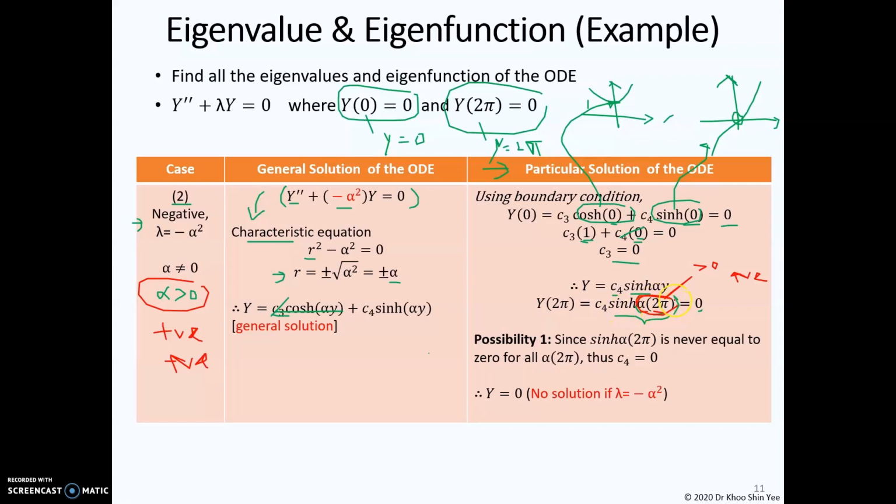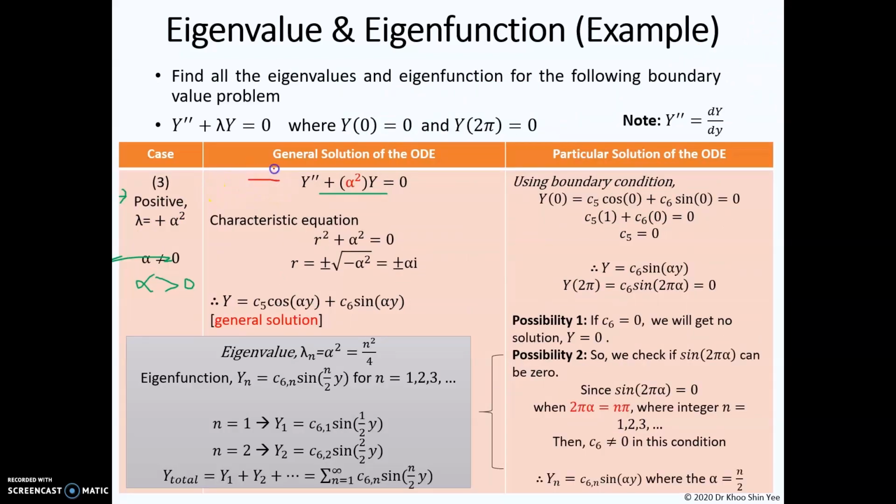Hyperbolic sine of a positive value will be in this region, where the hyperbolic sine of 2 pi alpha will always be greater than 0, which is positive here, as you can see over here. And it is not equal to 0. If the hyperbolic sine term here is not equal to 0, then your C4 must be equal to 0. So with that, you substitute the C3 and C4 inside this general solution. You obtain your capital Y equal to 0. There is no solution for this case when the lambda is equal to negative alpha squared.